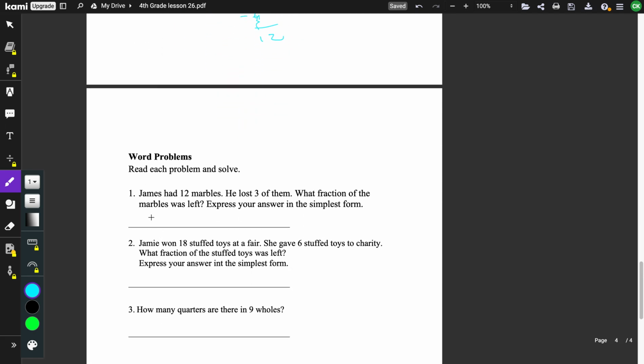We're going to do number 1. So Jamie had 12 marbles. He lost 3 of them. What fraction of the marbles was left? So if there were 12 in total and he lost 3, we're going to do 12 minus 3. That's 9. And that means 9 over 12 is how many he has now, because 12 was the amount he originally had, which was the total. And that simplifies down to 3/4. So it's just going to be 3/4 for number 1.